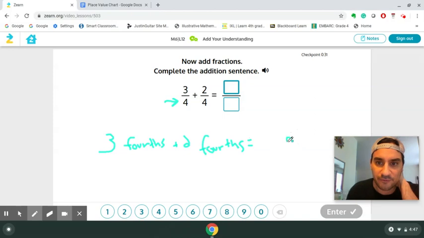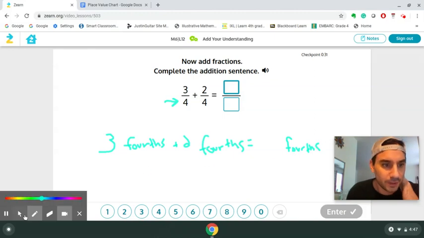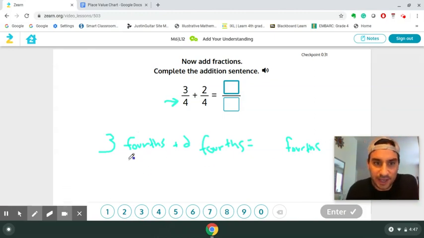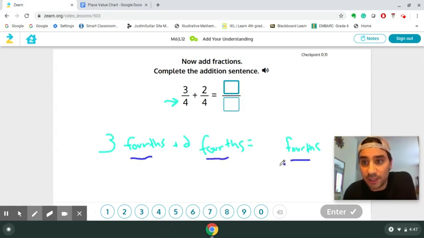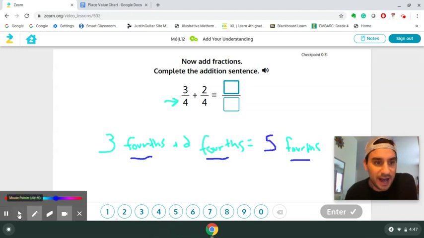And I want to know how many fourths that gives me. All right, well, just like when we added our students together, if our units are the same, fourths, we know our answer will also be in fourths. We'll keep the unit consistent. 3 plus 2 is 5. So our answer is 5/4.